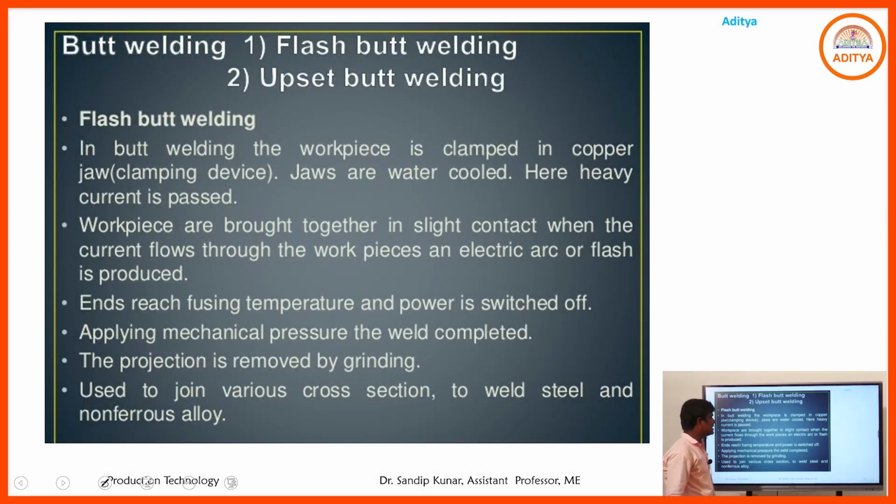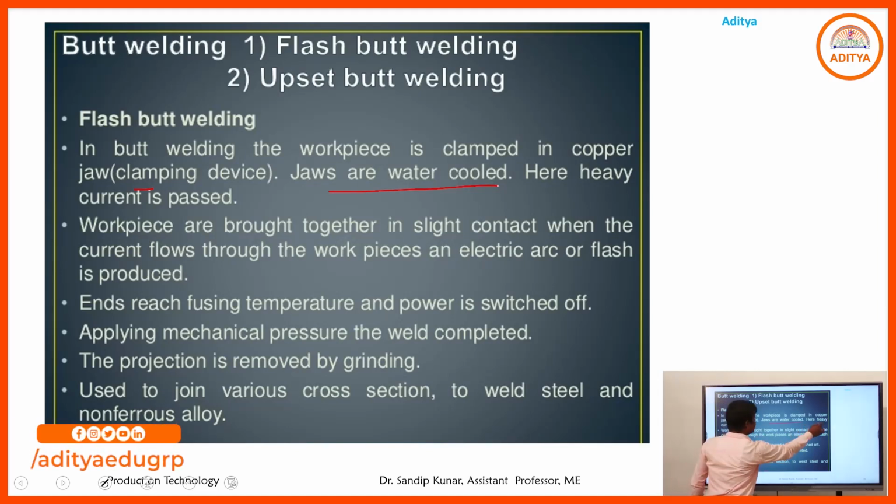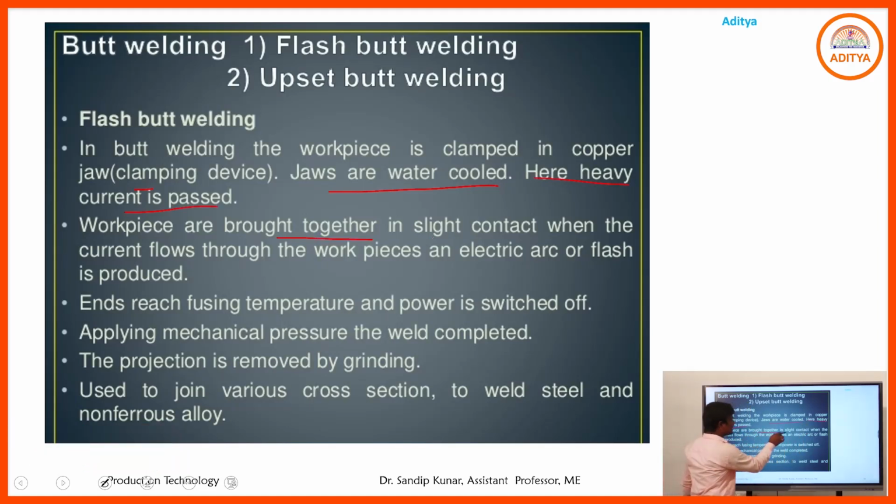In flash butt welding, the workpiece is clamped in copper jaws, and the jaws are water cooled. Sometimes when applying pressure the copper jaw gets heated, and for controlling the heat, water cooling is used. Heavy current is passed through the jaw. Workpieces are brought together in slight contact. When current flows through the workpiece, an electric arc, a flash, is produced, and after the ends reach fusing temperature, power is switched off.